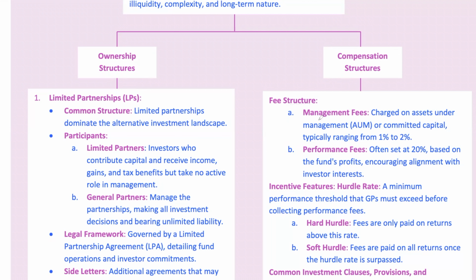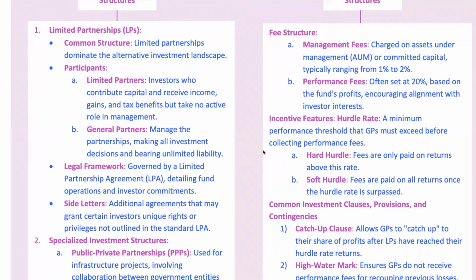You're going to pay a management fee, maybe 2% a year, just to keep the lights on and the GP's team working. But the real money for them comes from performance fees, also called carried interest. That's usually around 20% of the profits, but only if they actually perform.